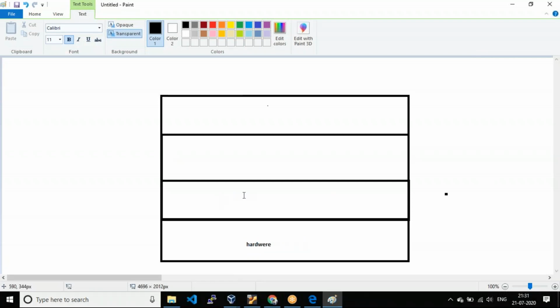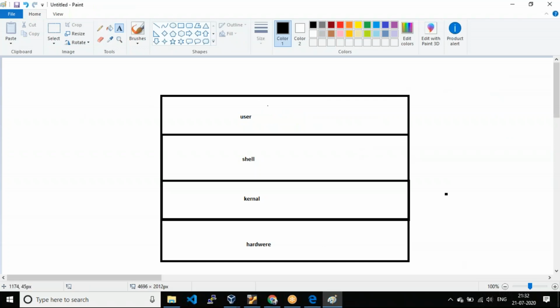hardware, kernel, shell, OS, or we can say user. So this would be the structure. The user will interact with the shell, which will interact with the kernel, which will interact with the hardware and all.